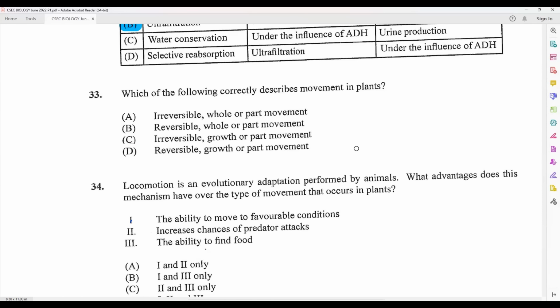Which of the following correctly describes movement in plants? We know plants move by growth, and when they grow, it is irreversible. So part of the plant may grow, or the whole plant may grow, and that will make the answer C.